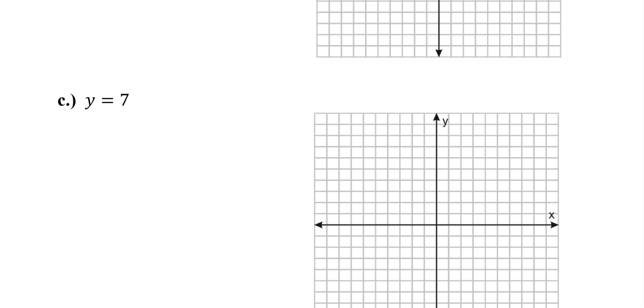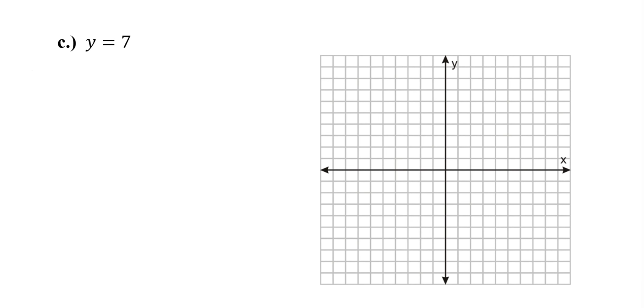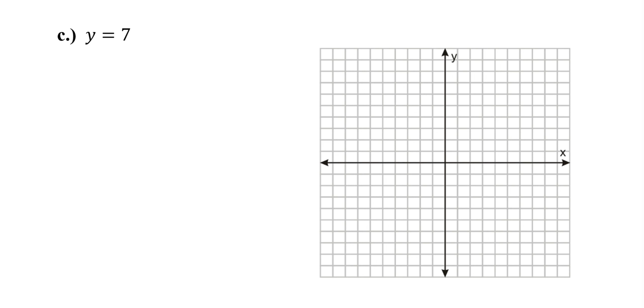Okay, let's see one that looks a little bit different. We have y equals 7. So for this one, you probably notice there's no variable, right? This is just y equals a number. If it's y equals a number, this is always just a horizontal line. There's no x here. Y equals a number is a horizontal line.